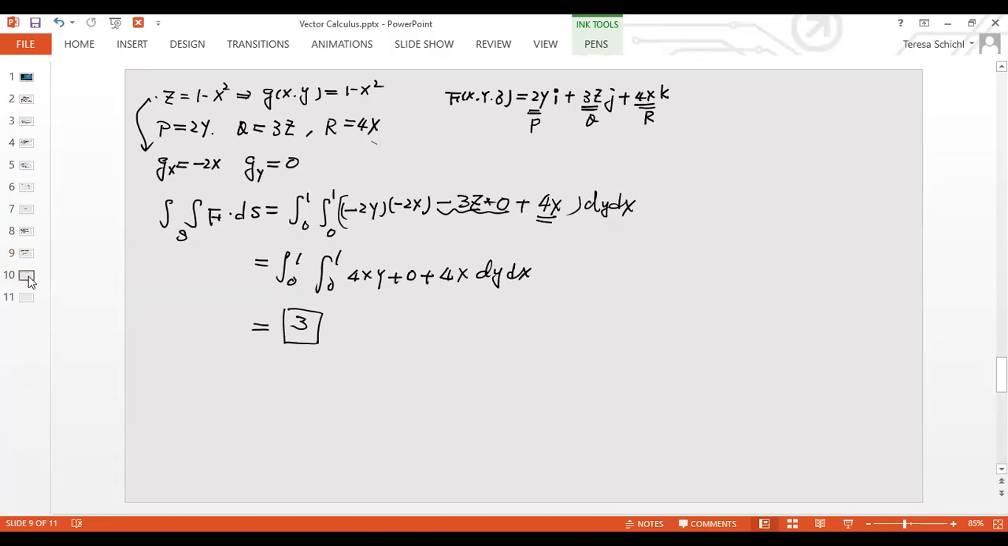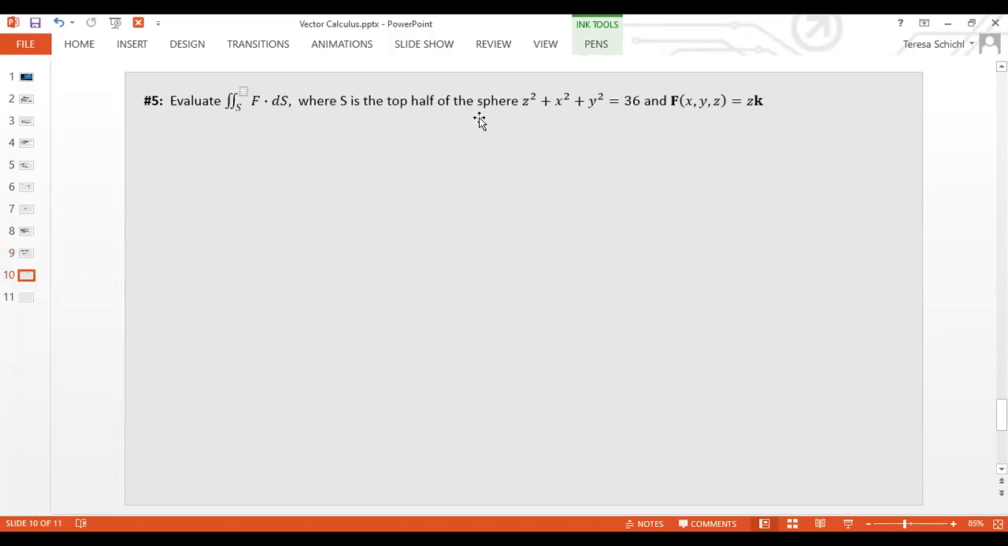Okay, so now let's take a look at some other examples here. In this one, I want to evaluate the surface integration of this vector field. And S is the top half of the sphere, right? So x squared plus y squared plus z squared is 36. And my vector field is z k here. All right, so now let's take a look here.